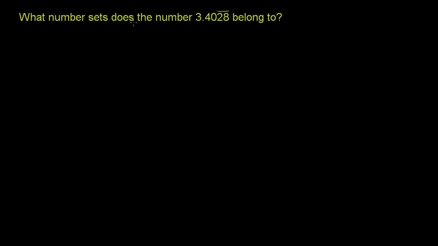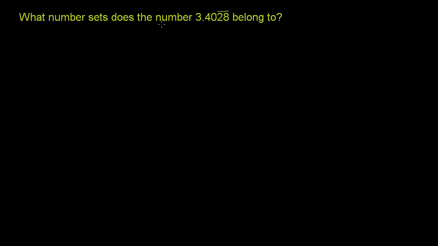What number sets does the number 3.4028 repeating belong to? And before even answering the question, let's just think about what this represents, and especially what this line on top means. So this line on top means that the 2, 8 just keep repeating forever.